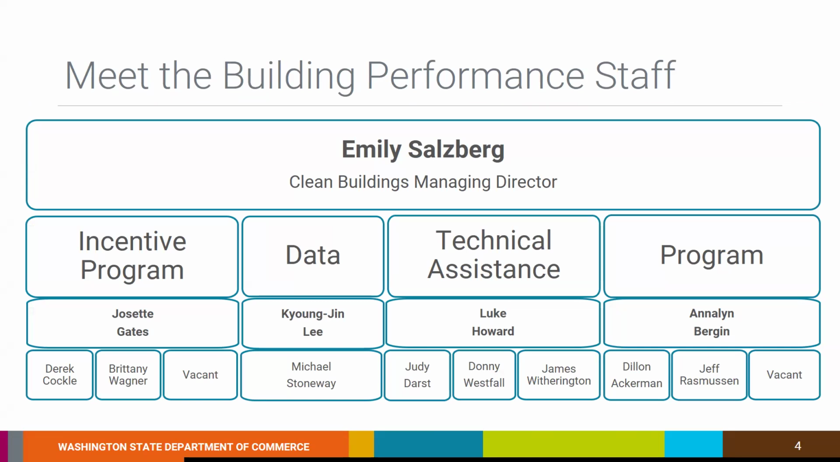I just want to do a brief introduction to our building performance staff. Here you have Josette, Derek, and Brittany with the incentive team. Then you have KJ and Michael working on data. Luke, Donnie, Judy, and James provide technical support. Myself, Dylan, and Jeff are for outreach, education, and compliance. If you followed us from the beginning, you know we've grown significantly over the years. We're almost fully staffed. Our entire team is dedicated to providing timely, actionable, and clear information about the Clean Buildings Performance Standard.